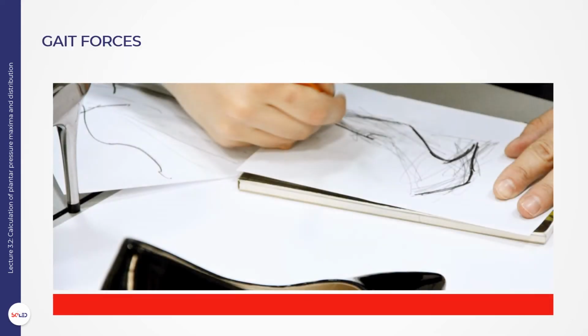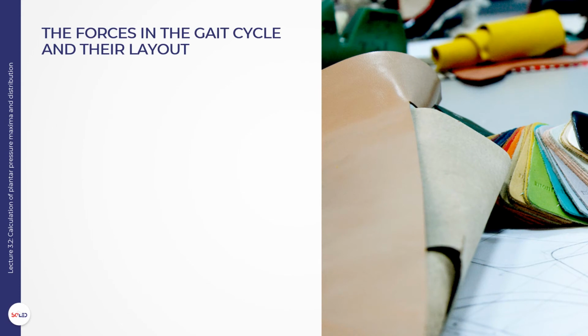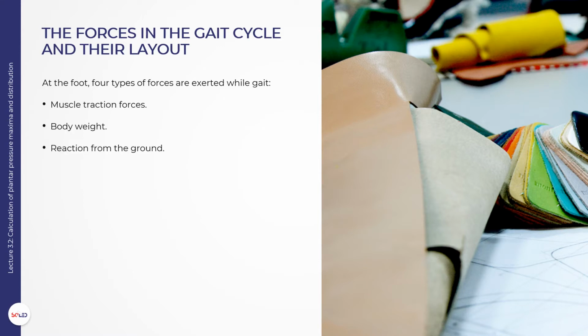Gait forces. The forces in the gait cycle and their layout. At the foot, 4 types of forces are exerted during gait: muscle traction forces, body weight, reaction from the ground, and transfer from other parts of the body through joints. The main muscular forces in the foot appear in the Achilles tendon and anterior tibialis.